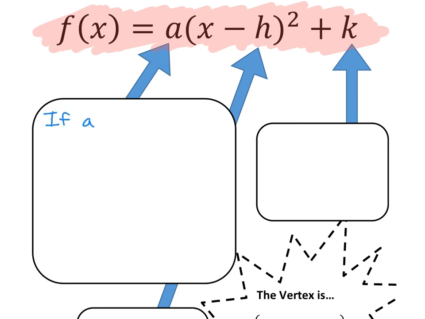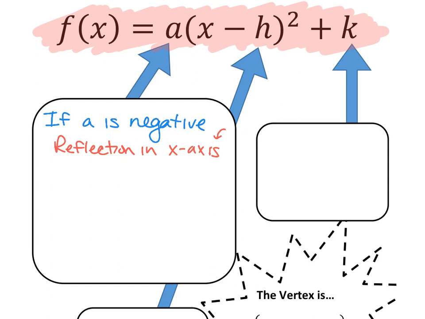If that A value is negative, that means I have a negative in the very front of my equation. What's going to happen to my parabola? Well, the parent function is always positive, so what's it going to do? It's going to go down. It's going to be negative. It's going to be an x-axis reflection because it's going to make a sad parabola. This makes a reflection in the x-axis. That makes our sad parabolas. Little sad parabola. Cry, cry, cry.